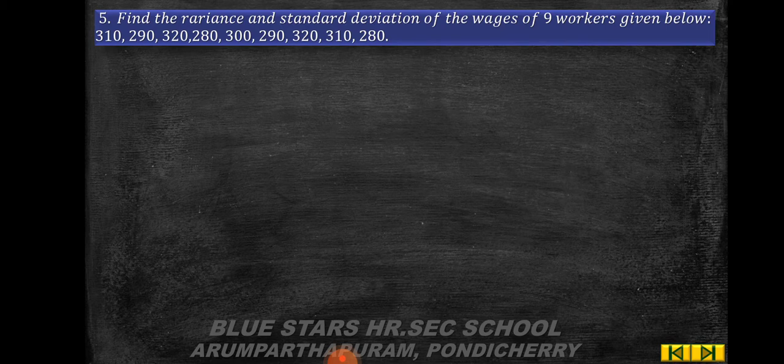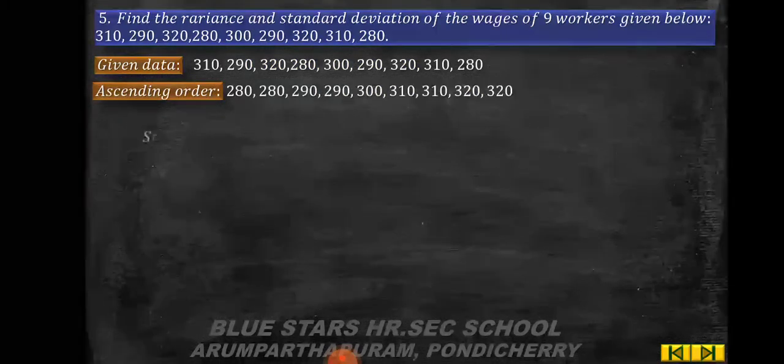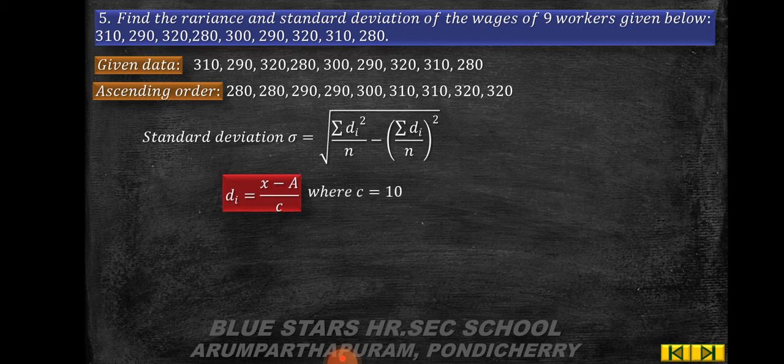Question number 5. Find the variance and standard deviation of the wages of 9 workers given below. 310, 290, 320, 280, 300, 290, 320, 310 and 280. Given data, then you have to write the data in ascending order. Then standard deviation is equal to root of summation di square by n minus summation di by n the whole square. So di is equal to x minus a by c, where c is equal to 10.